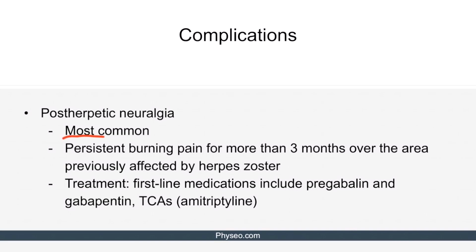Post-herpetic neuralgia is the most common complication of shingles. It is characterized by persistence of burning pain for more than 3 months over the area previously affected by herpes zoster infection. The first-line treatment of post-herpetic neuralgia includes pregabalin and gabapentin. Tricyclic antidepressants like amitriptyline are also frequently used, particularly in patients who have severe pain and are unable to tolerate gabapentin or pregabalin.